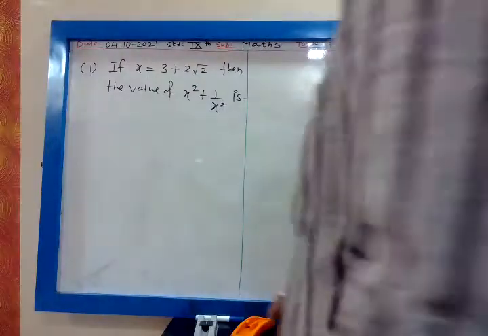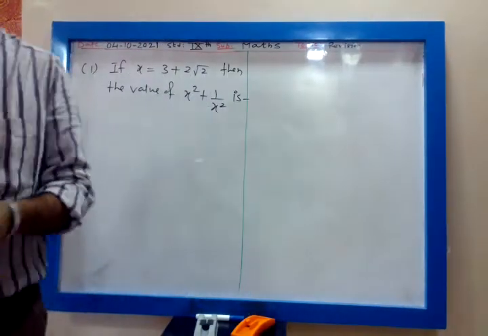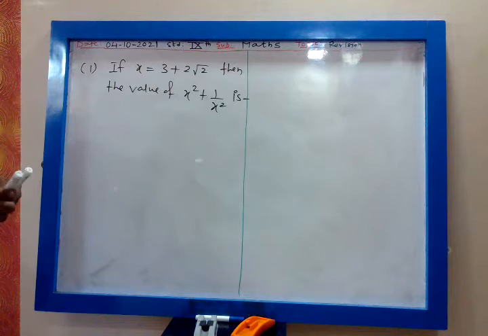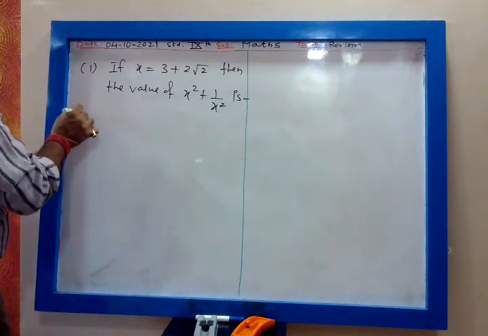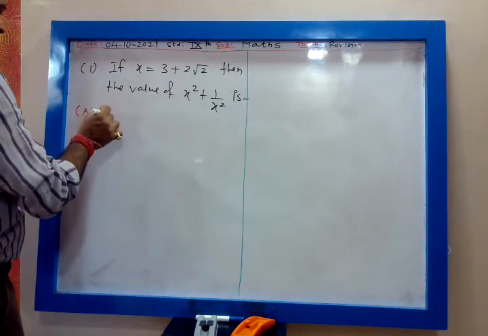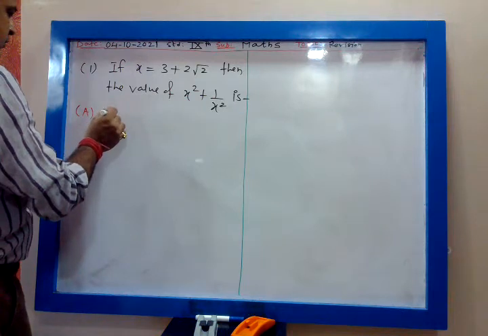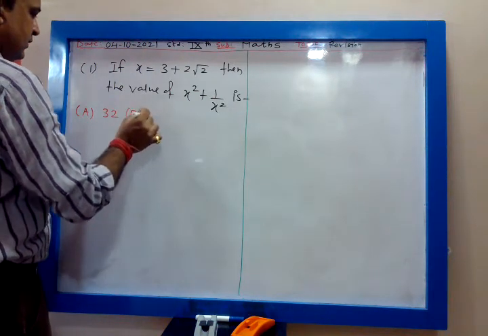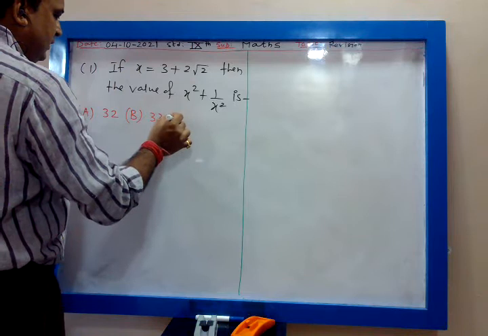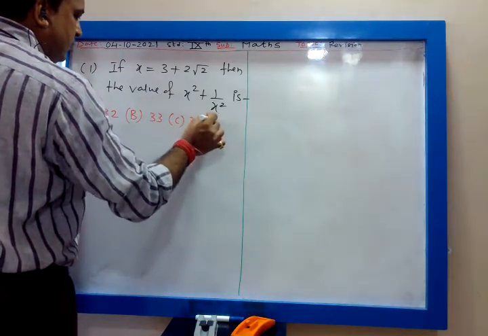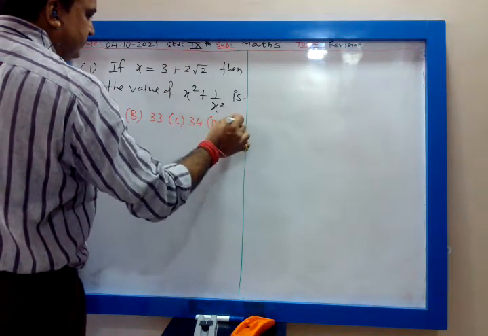Then the value of x square plus 1 upon x square is option A 32, B 33, C 34, and option D 35.